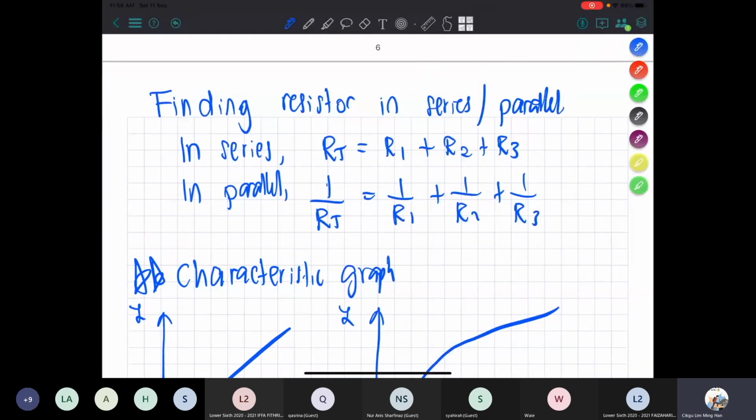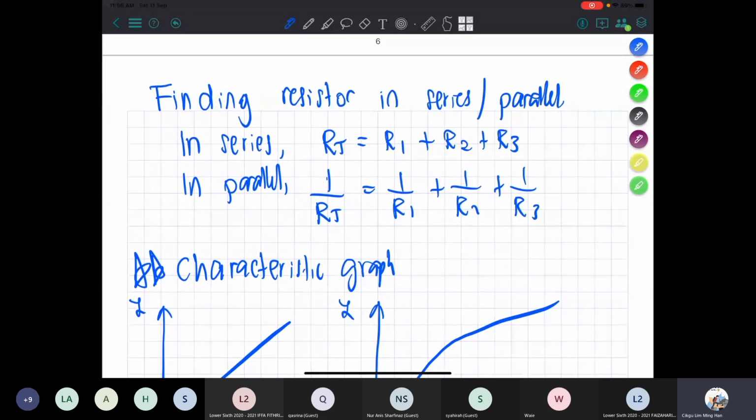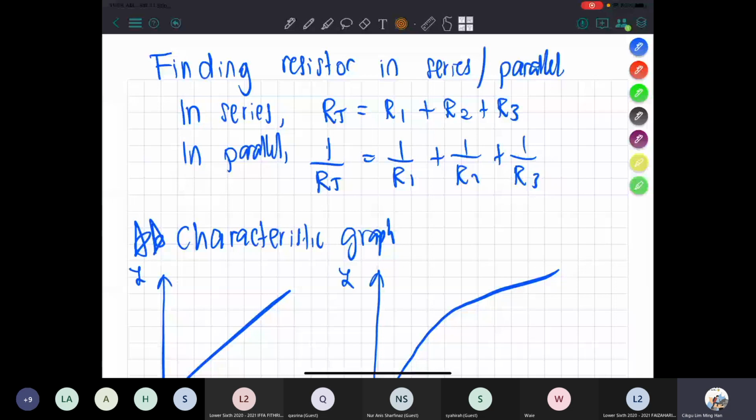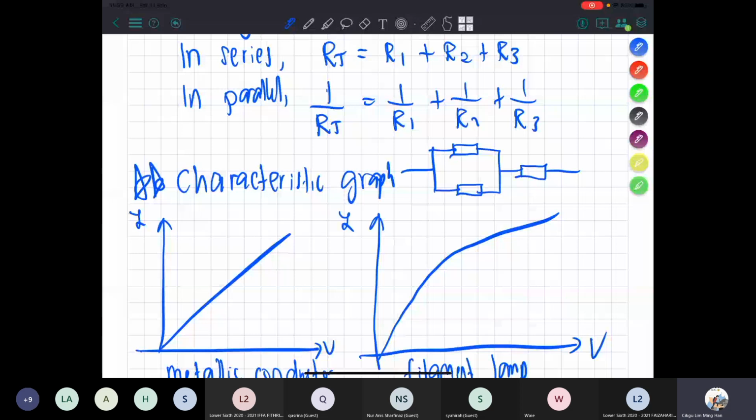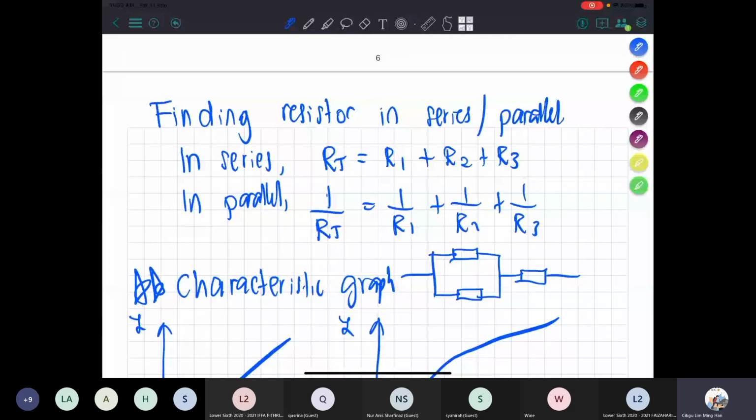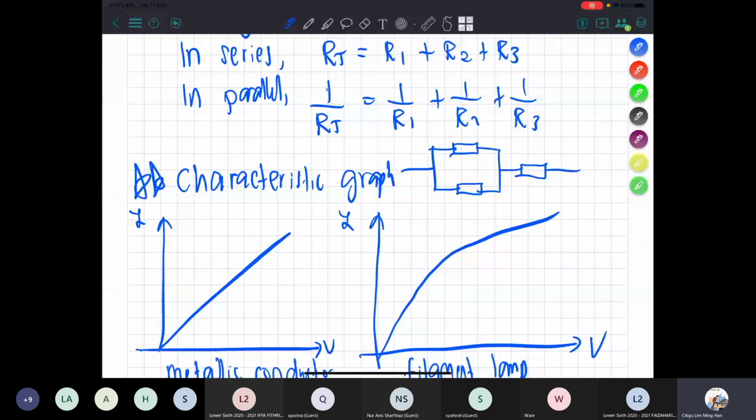Alright, so for resistor, you must be able to remember all those calculations involving series, involving parallel. Not the direct one. Sometimes they are tricky, they show you a case, like a 2-in-1. They'll ask you to find out the total resistance. Worst case is they will give you some sort of a complicated circuit, then they ask you to analyze.